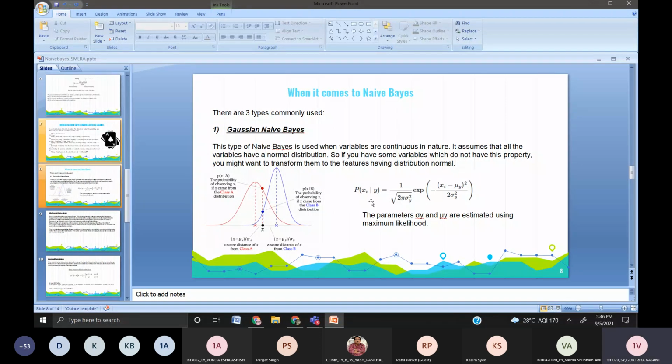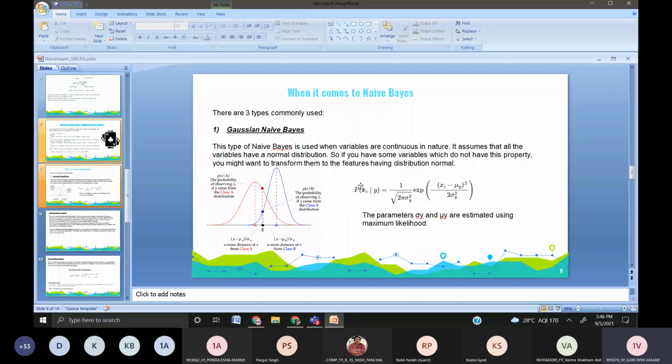So this is the formula we can calculate it from. The parameters sigma y and mu y are estimated using the maximum likelihood problem. So what is maximum likelihood? It's an estimation method that determines values for parameters of a model. The parameter values are found such that they maximize the likelihood that the process described by the model produced the data that were actually observed.